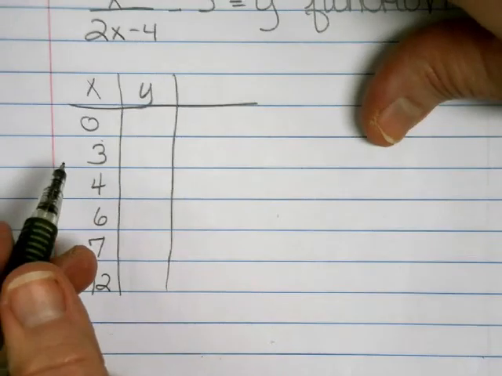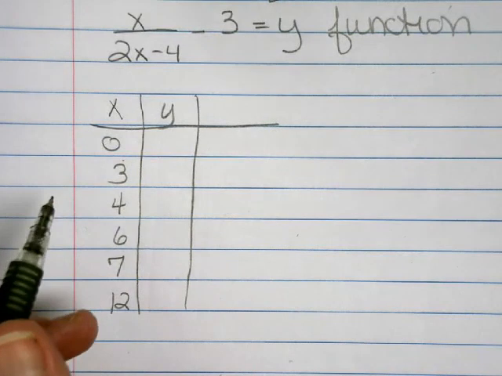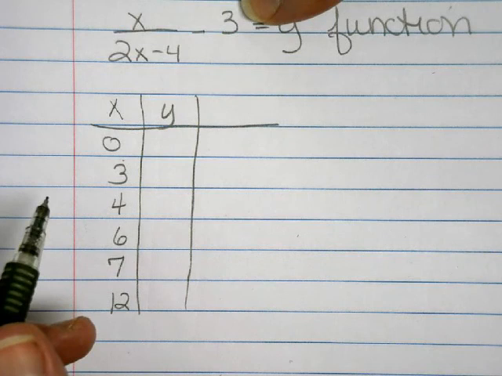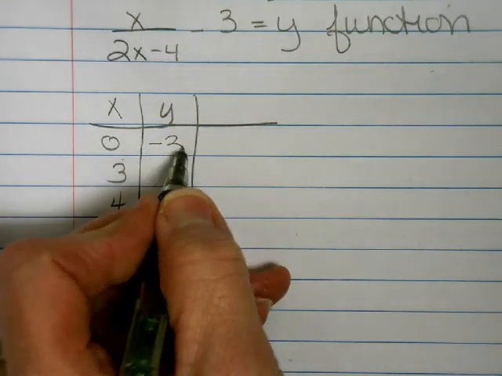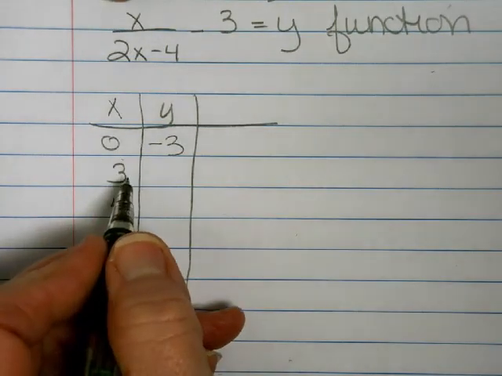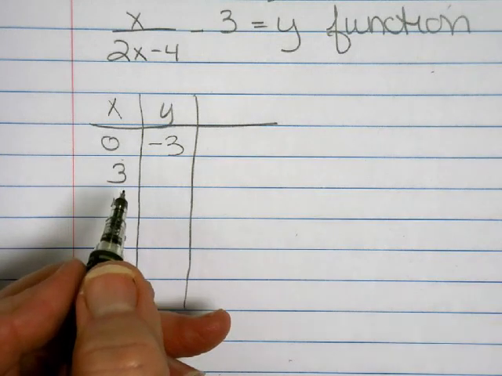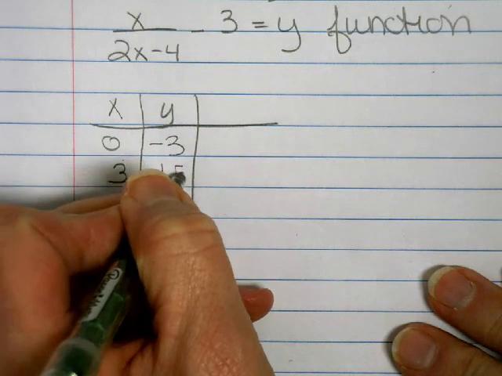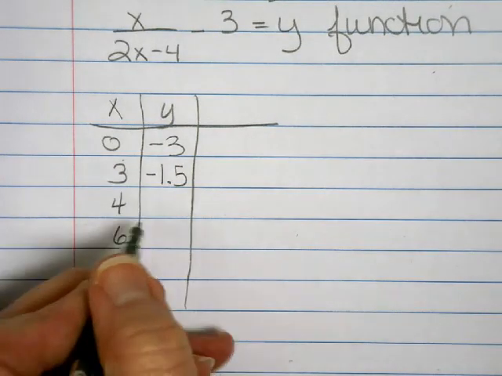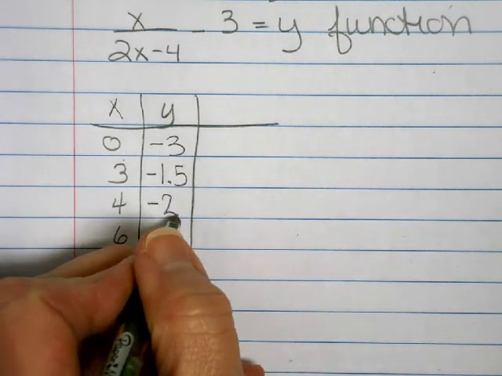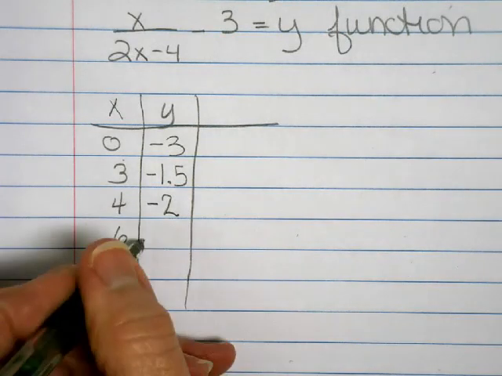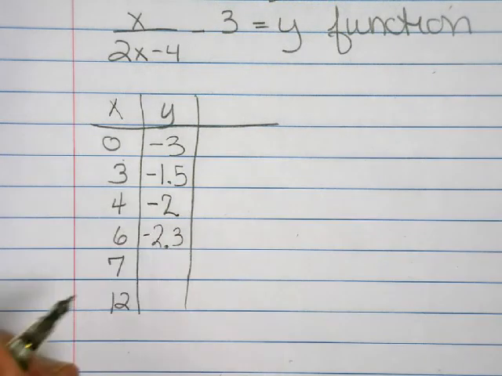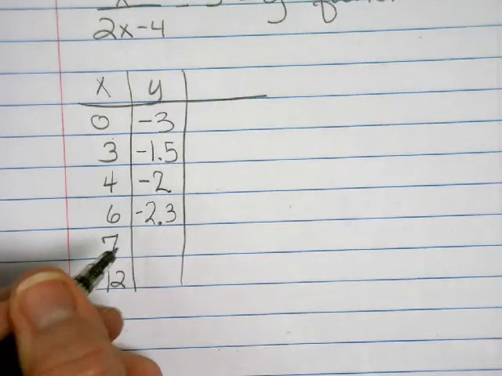I almost made the bar long enough there. And when I put that 0 in my function, obviously I'm going to get a negative 3 out. If I put a 3 in, it does say on number 2 you got to round to the nearest tenth. I think 3 comes out to the tenth, so you don't have to round it. When I put 4 in, it comes out a whole number, negative 2. If I put 6 in it, I do have to round it to negative 2.3.